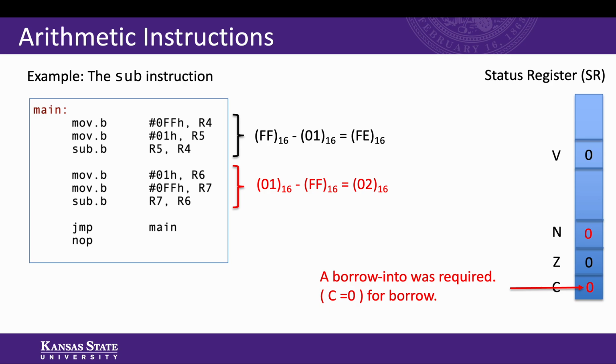In this case, of course, the answer requires a borrow into. You can't subtract 0, 1 minus FF without borrowing into to make 0, 1 bigger. So you need a borrow into, so C will be 0 for that. Also, the answer is positive, so that status flag will change back, N equals 0.